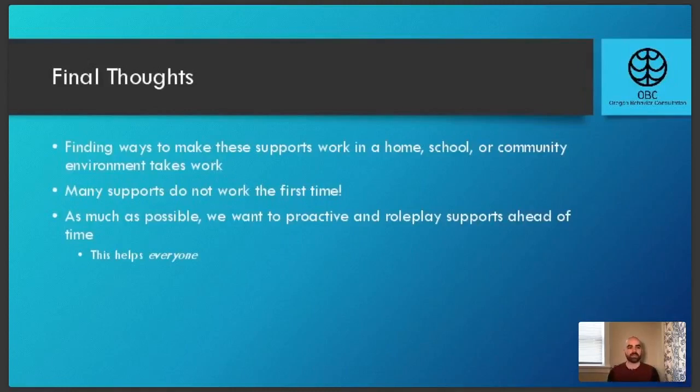Also want to keep in mind that many of the supports don't work the first time, because a lot of it is about gathering information as you continue to narrow down what could be contributing to the behavior. And sometimes people have bad days, even with all of these plans in place. And again, I can't emphasize enough, we've made several videos on this topic, but you want to practice the supports or the plans that you make with the person as much as possible ahead of time, trying to avoid in-the-moment problem solving as much as possible. And again, that will help everybody.